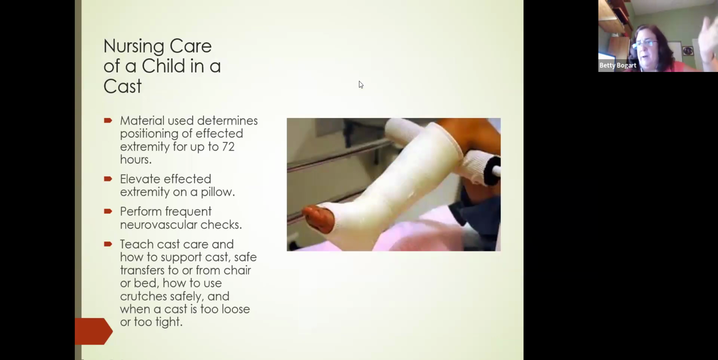So for nursing care of a child in a cast, always remember to keep it elevated somehow, on a pillow, up on something. Make sure that you're checking the neurovascular signs. And if you're sending a child home with a cast, they need to know how to take care of it. One of the biggest problems with casts is they get it wet.